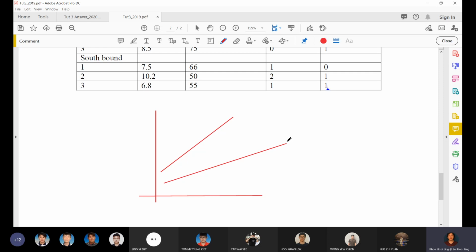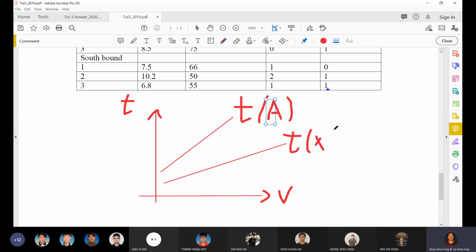So here, these are the two roads that we have. This is the travel time, and this is the volume. So we know this volume. Next, which one is our TX? Which one is our VX? So this should be our TX, and this should be our TA, that means on the arterial road. This is on the arterial road, and this is on the expressway.